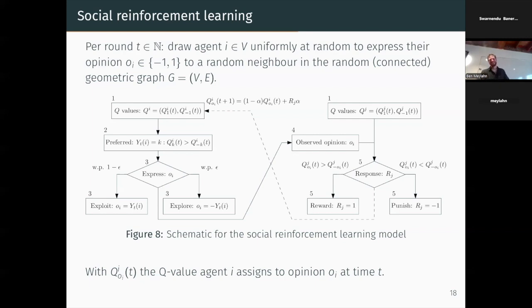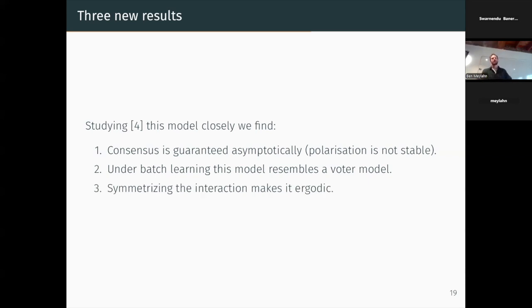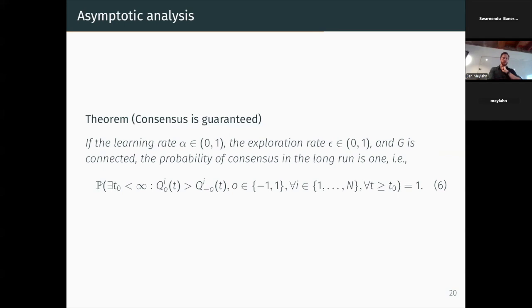All right. Okay, so it might not surprise you again because it's the same talk and we've seen it now happening a couple of times, but we'll find that consensus is guaranteed asymptotically, so polarization is not stable. And we also find that under a very specific form of batch learning, this model resembles a voter model, and symmetrizing this interaction makes it ergodic. So we'll dive into more of those later, but that is the overview of our results.